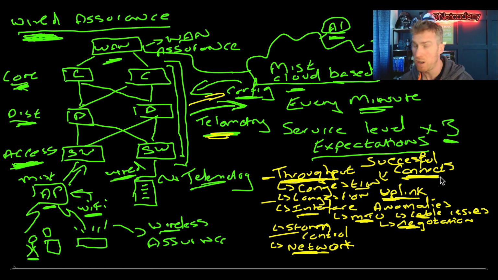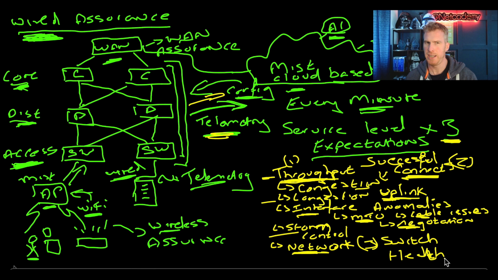And the last one, just down here, because this is the third: we've got throughput, we've got successful connects, and the third one is switch health. And it is as it sounds. We're using AI data to understand the health of the switch. Is it running at high CPU? Is it running out of memory? Does it not have enough power? And as such, able to understand if the switch is of bad health, is this actually impacting, guess what, the end user's experience? So those are the three service level expectations, SLEs, for wired assurance up here.